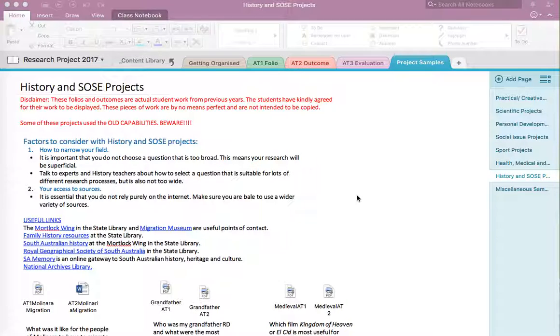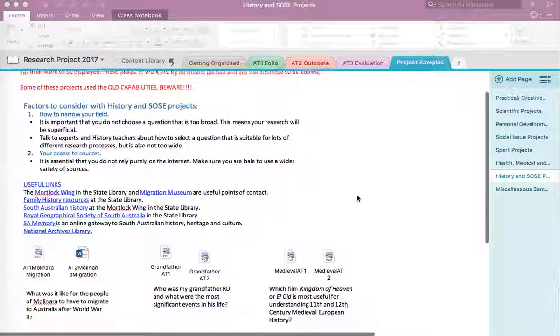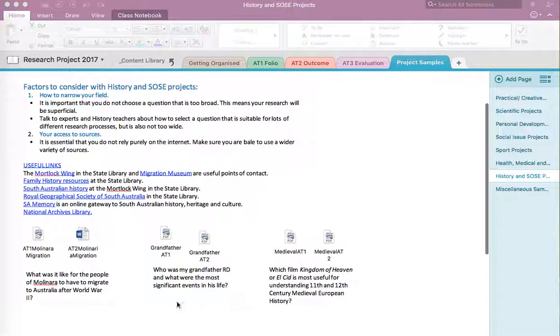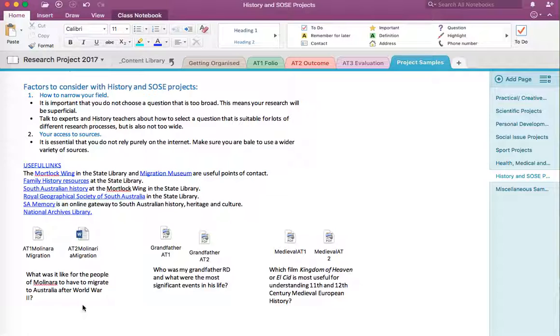Projects based on historical events or studies of society and environment are very interesting projects. They can be very original and they can be quite personal to you. So two examples here are one about a student who was looking at the experiences of her family that migrated to Australia after World War II from Molinara.